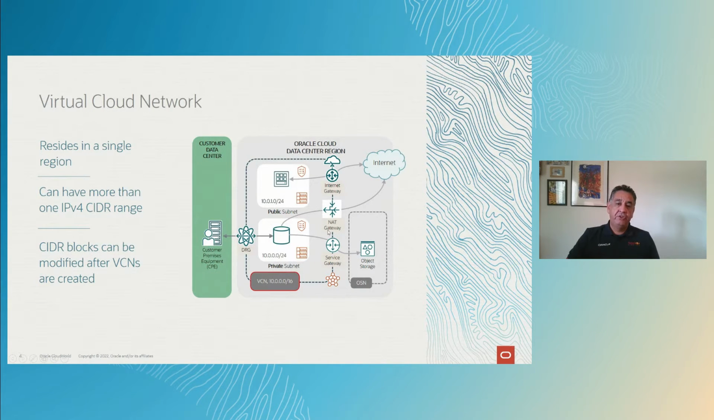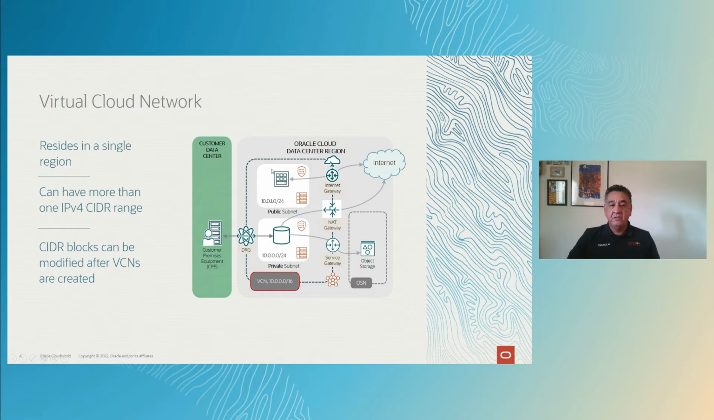So this is how a virtual cloud network looks while it's being already configured to completion. And you can see that it resides in a single region. Oracle has many regions throughout the world. When you create a virtual cloud network, it's only in one region alone. You can have more than one IP CIDR range, more than one IP address space in it. That means that you can have a 10.0.0.0/16, and in the same virtual cloud network, you can have a 172.16.0.0/16. You can have that up to 5.